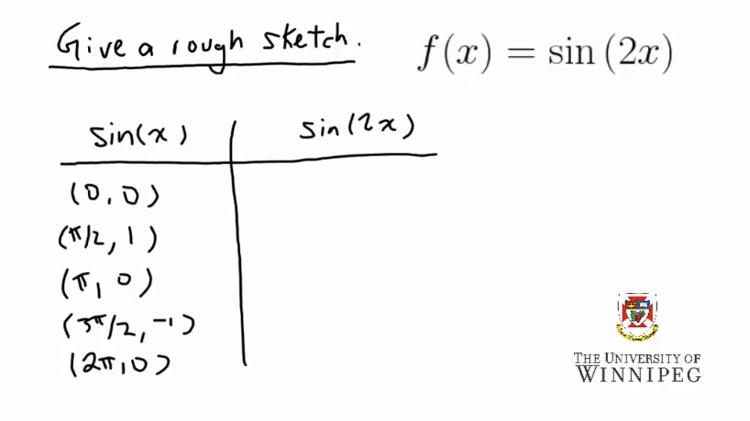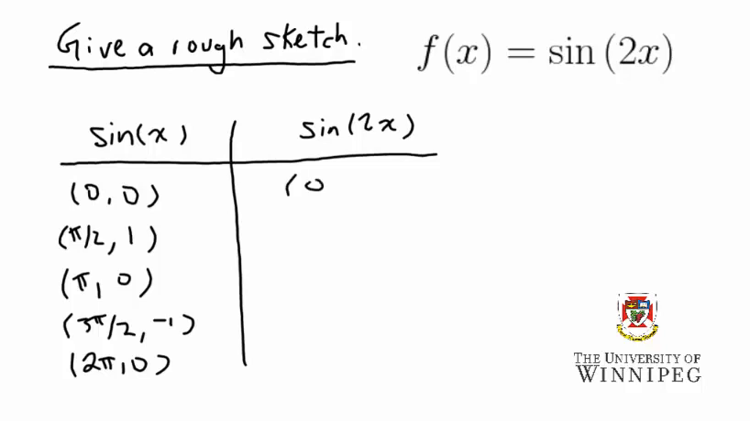In this example, we're going to give a rough sketch of the function f of x is equal to sine of 2x. And we note here that what the 2x is going to do is it's going to affect all of our x values by dividing them in half. So I've listed the 5 points that we should know from sine of x, and we're going to go through them one by one and divide the x values in half.